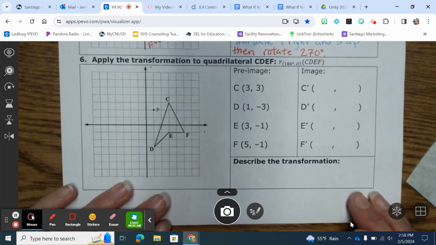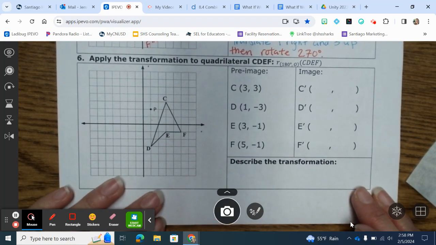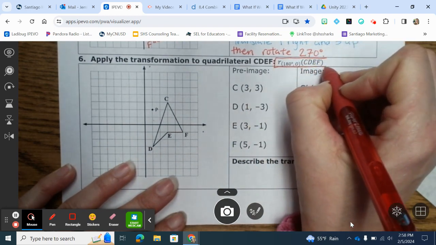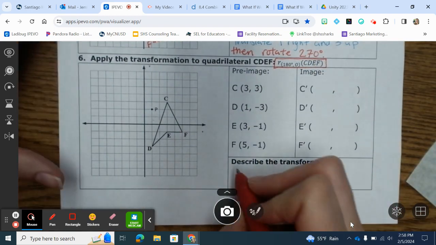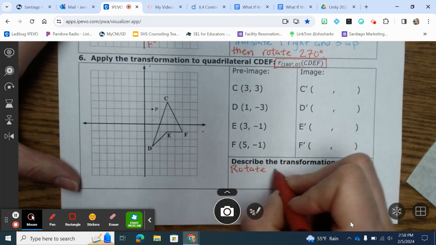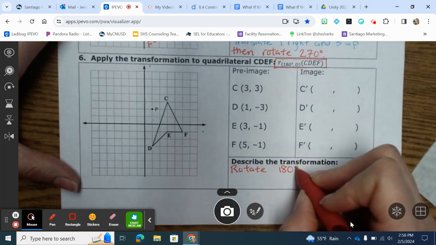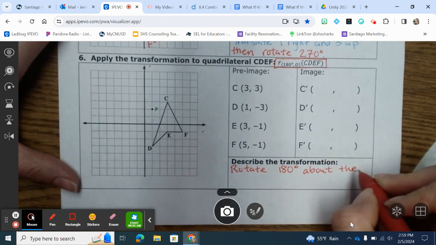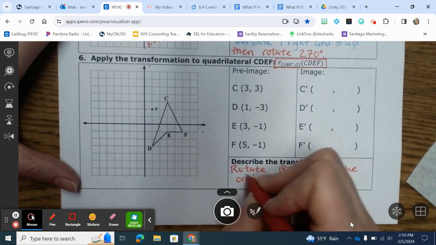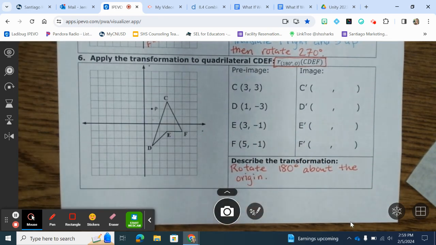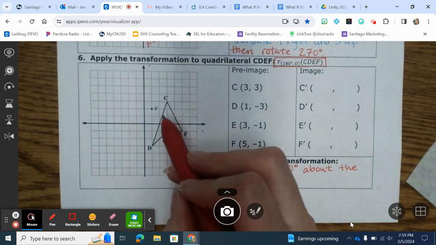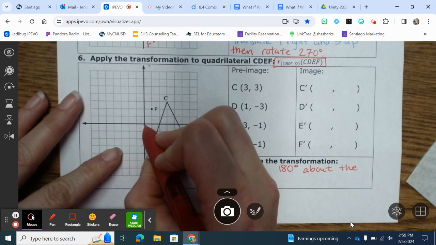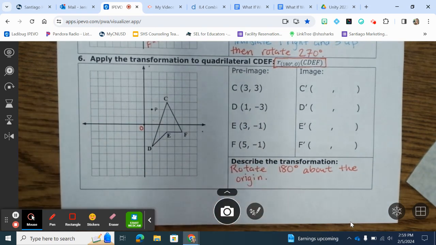All right, the last one. 6, apply the transformation to quadrilateral CDEF with a rotation of 180 degrees about the origin. So I'm going to rotate 180 degrees. And we could put about the origin here. If we don't, it's assumed it's about the origin. Now, again, you can rotate about any point. You'll notice that mine has a point P printed on here. Yours may or may not, but we're going to rotate about the origin, which is 0, 0.